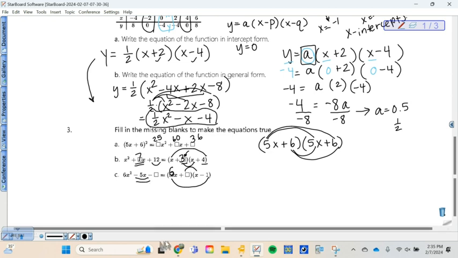and I know that they need to get to -5. So if my outers are going to be -6x, so -6x plus what would give me -5x? -6 plus what gives you -5? 1. So that's got to be a 1.